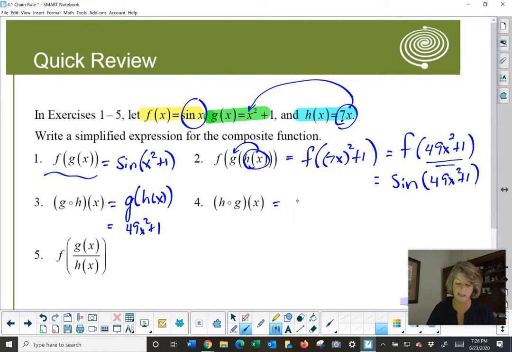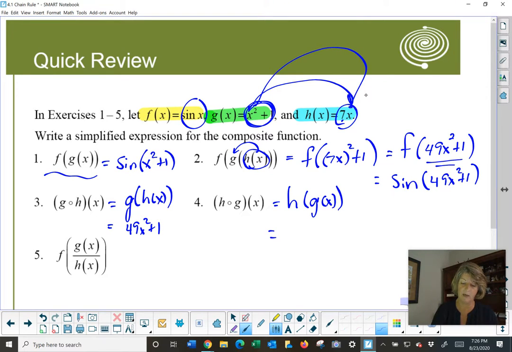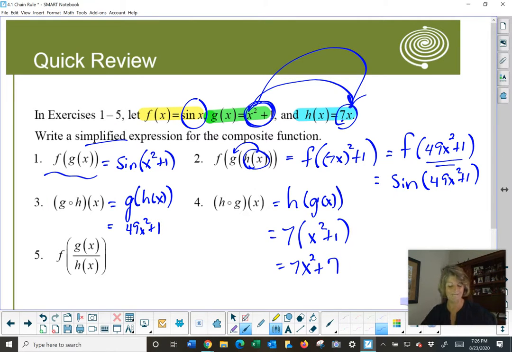Number 4 reverses it, and we will get a different function most likely from this reversed composite. So g goes into h. So this x squared plus 1 now goes in place of the x. So I'll have 7 times x squared plus 1. It did tell us to simplify the expression, so 7x squared plus 7.